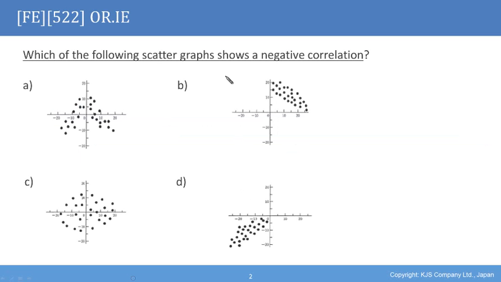Which of the following scatter graphs shows a negative correlation? A, B, C, or D?